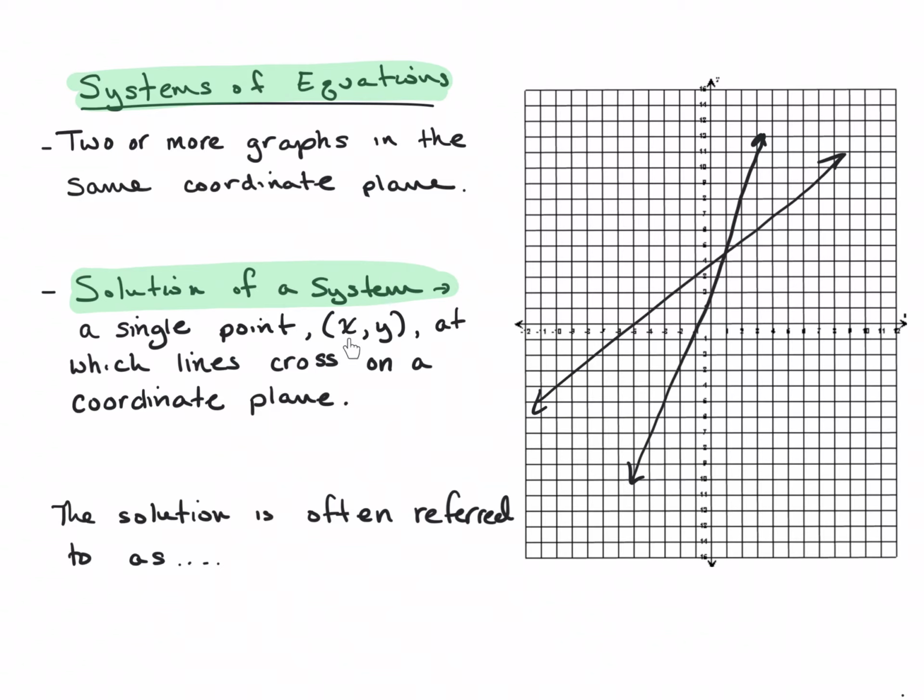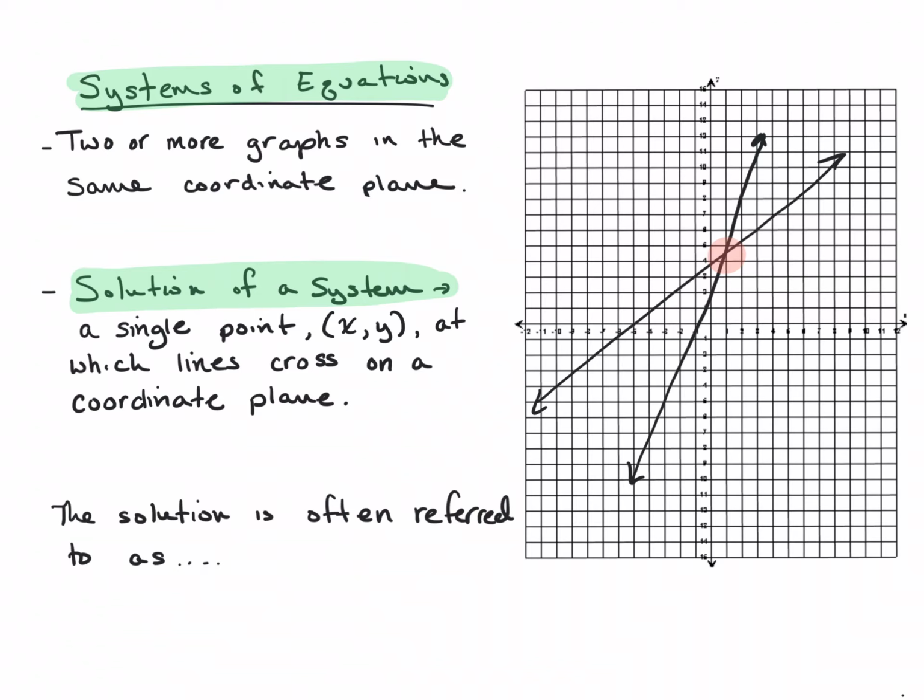All points in a coordinate plane are written as x comma y, which means you have some x value and some y value. It's the single point at which the lines cross on a coordinate plane. In this example over here, what I would be looking for and trying to highlight is where these two lines cross. That would be my solution to my system, and then I would define it with its value.